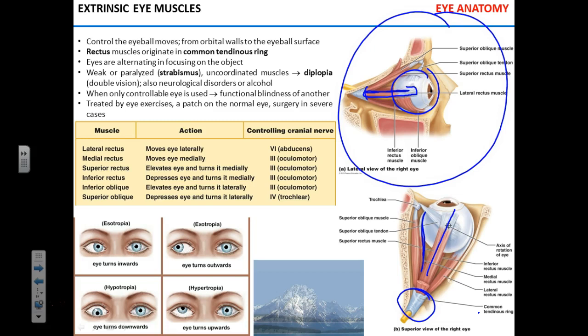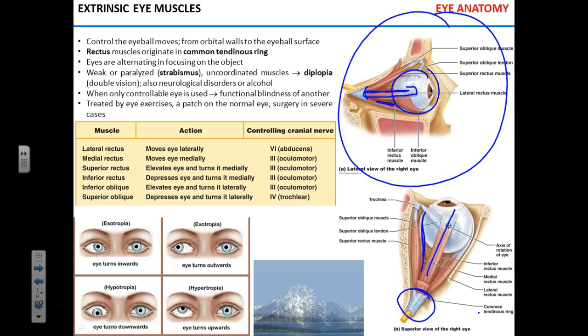Muscle can only pull. So superior rectus will move the eye up. Inferior rectus will move it down. So that's pretty simple, right? Rectus muscles move the eye in the direction that their name says. Superior rectus up, inferior rectus down, lateral rectus outward, medial rectus inward.